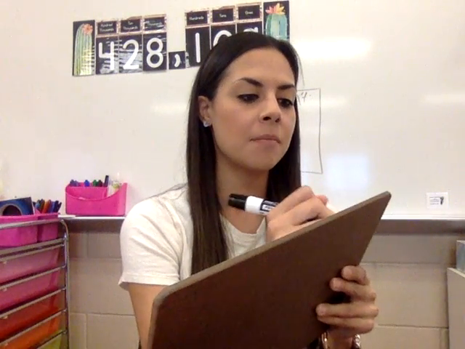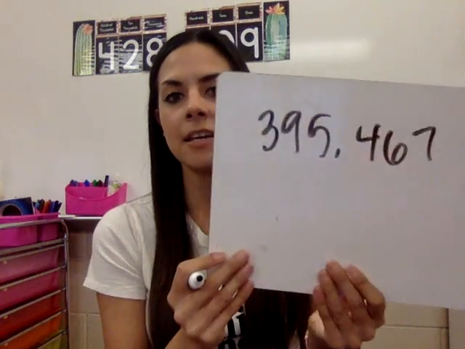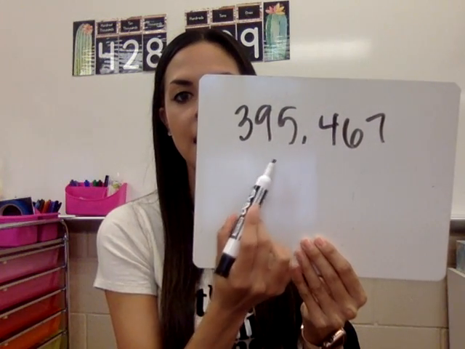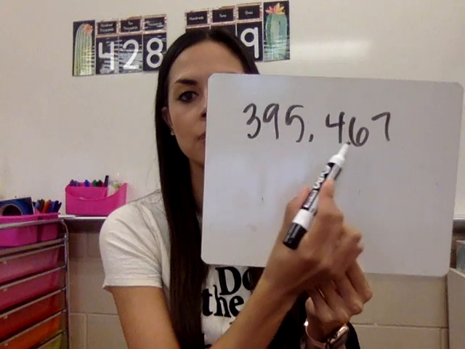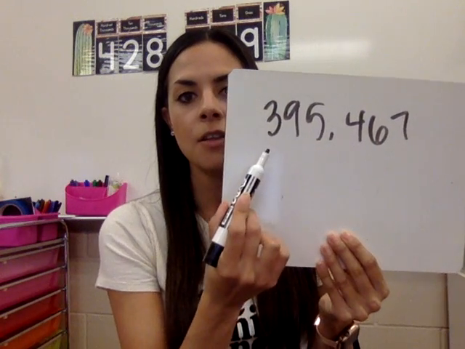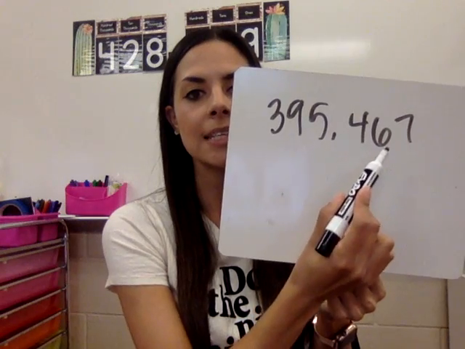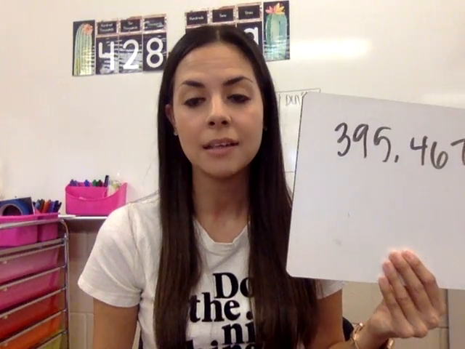So I'm going to write a number in standard form. Okay, and here is my number, 395,467. All right, 395,467. Man, that's a big number.